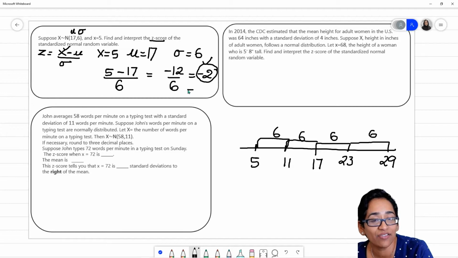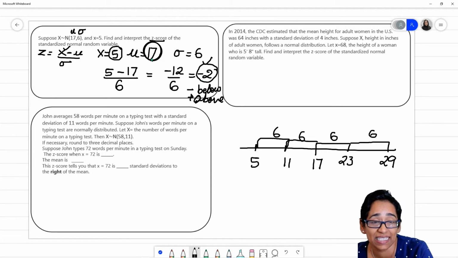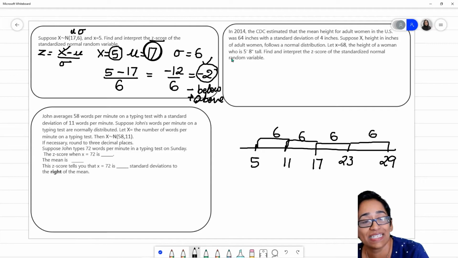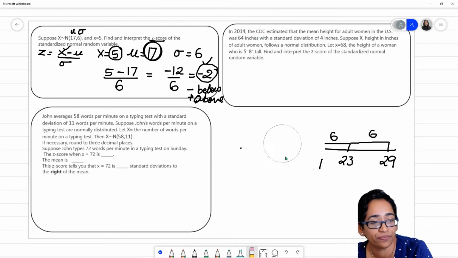So the negative value tells you it is below, and the positive value tells you it is above. Just by comparing the numbers, my x is 5 and my mu is 17, I know my z-score has to be negative because 5 is less than 17. Now let's take a look at the next problem, and let me erase this.